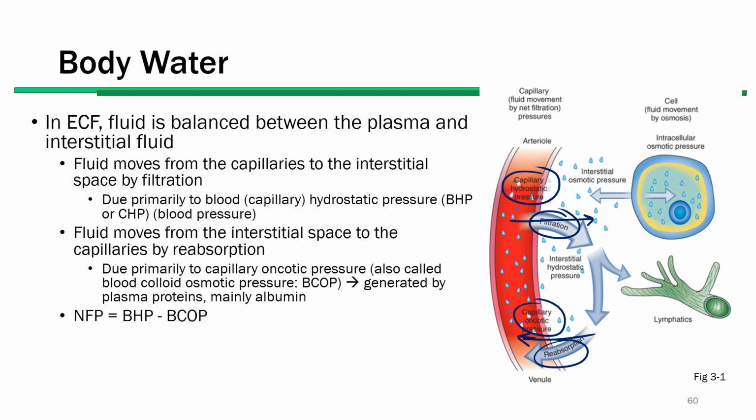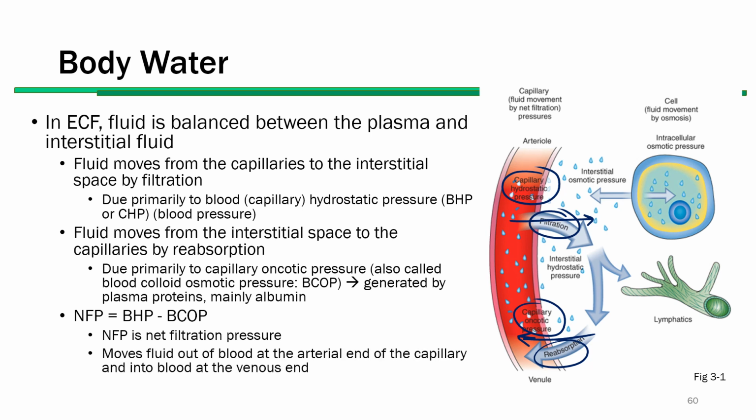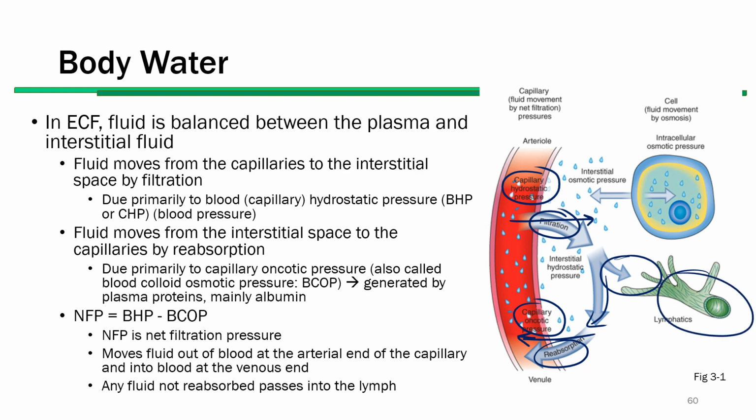Net filtration pressure is the balance between the blood hydrostatic pressure pushing outward by filtration and the blood colloid osmotic pressure pulling inward by reabsorption. Net filtration pressure, NFP, is going to move fluid out of the blood at the arterial end of the capillary and into the blood at the venous end. Any fluid that stays out here and does not get reabsorbed is going to go into the lymph and should be taken back to the heart.